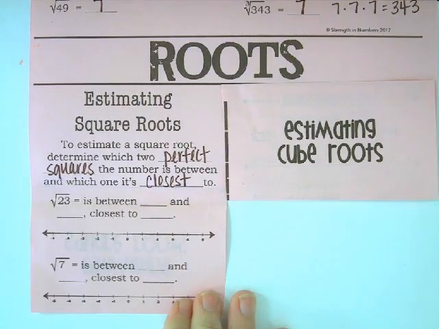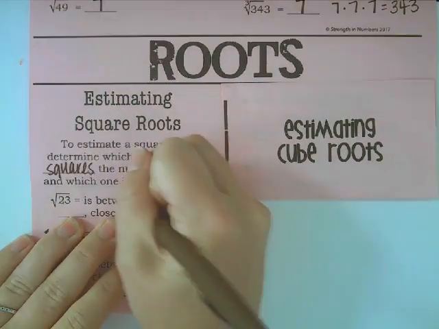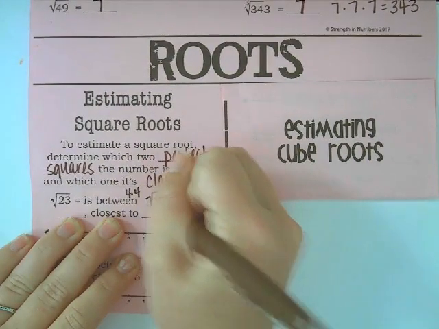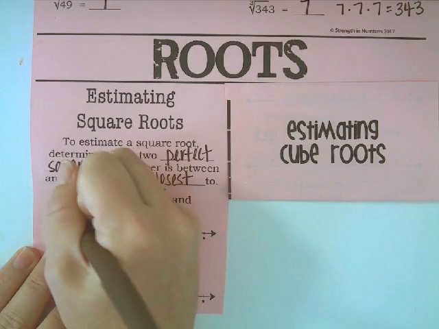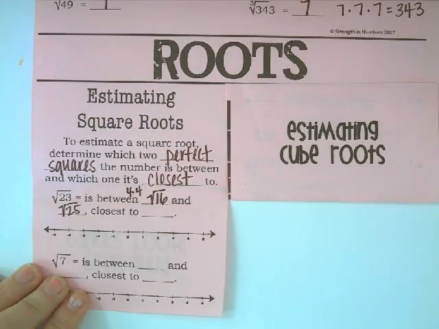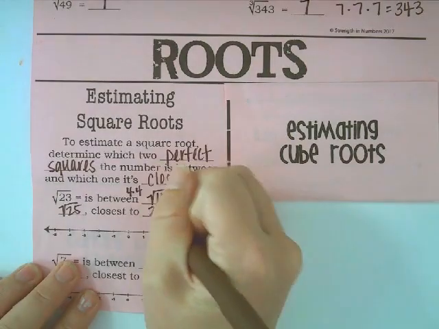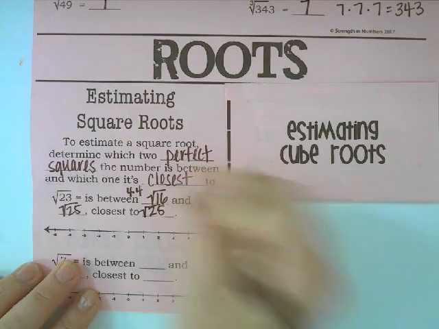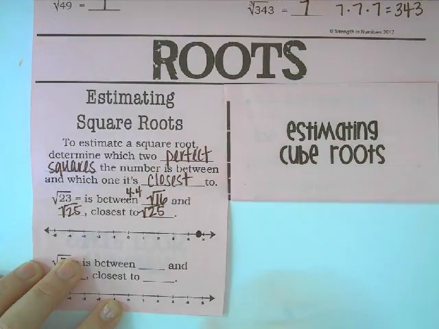So, for example, I have the square root of 23. There isn't a perfect square for 23, but I know that 4 times 4 gives me 16, so it's between the square root of 16 and, since 5 times 5 gives me 25, the square root of 25. Which one is it actually closest to? I would say the square root of 23 is closest to the square root of 25. What is the square root of that, though? The square root of that lies between 4 and 5, closer to 5, though.